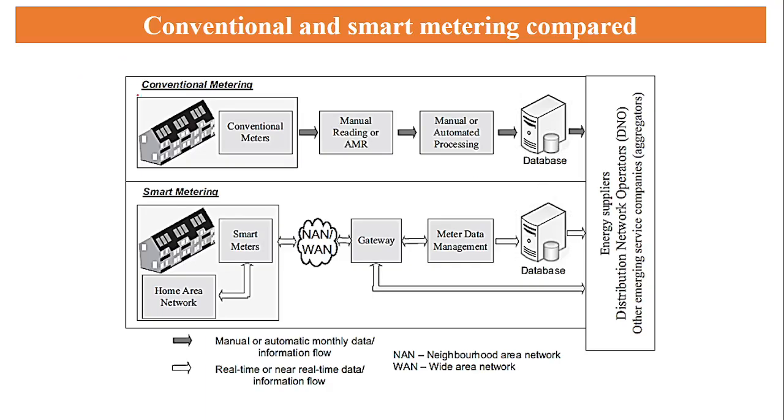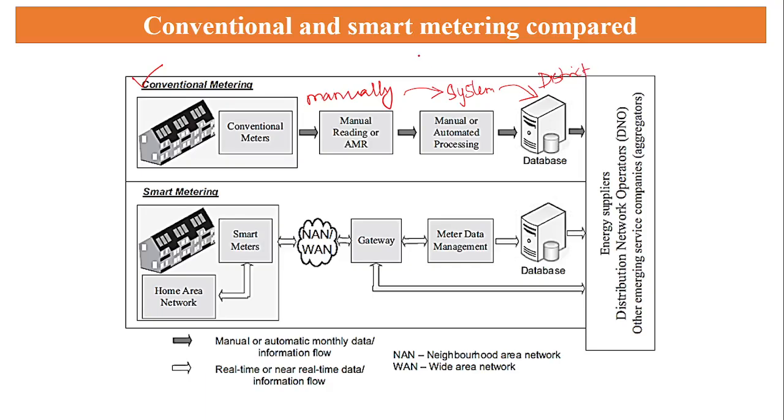Next, related to the smart grid, we are talking about conventional and smart metering. Conventional metering means the conventional meter we place in the home, which has to be read by the EB man manually. They record the reading manually, and again they have to enter that data into the system. Whatever data they enter will be shown in the database. For example, every district has a database.